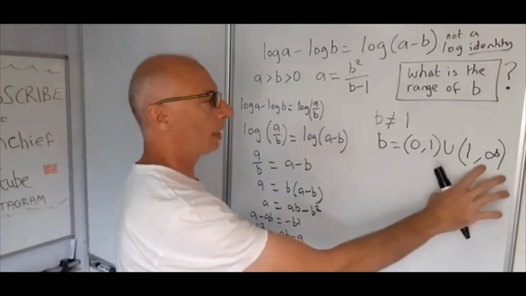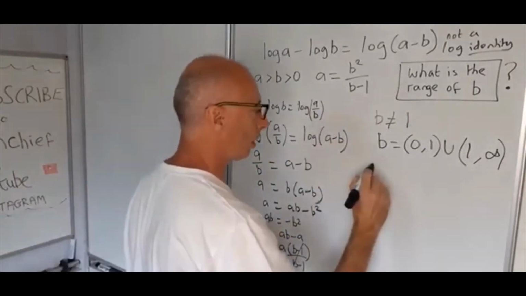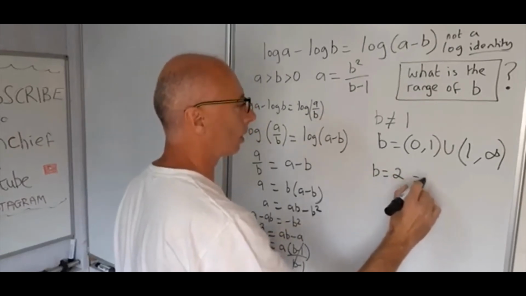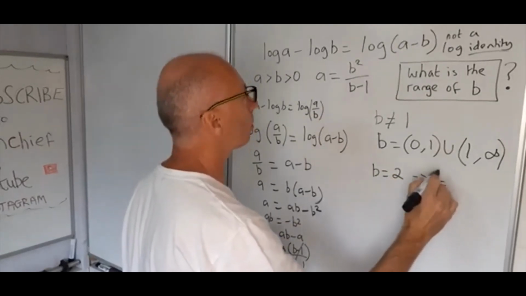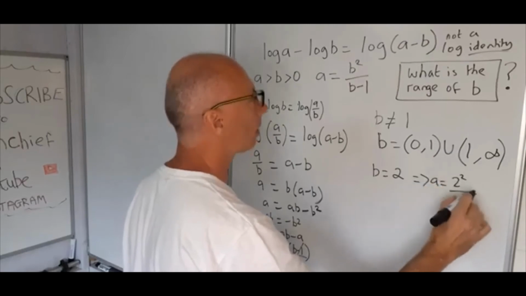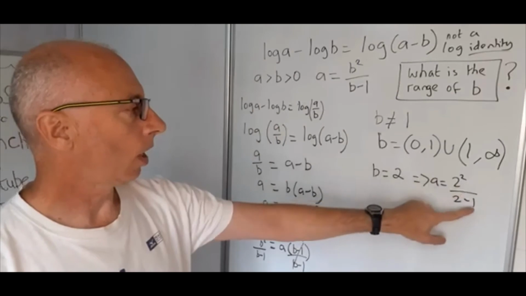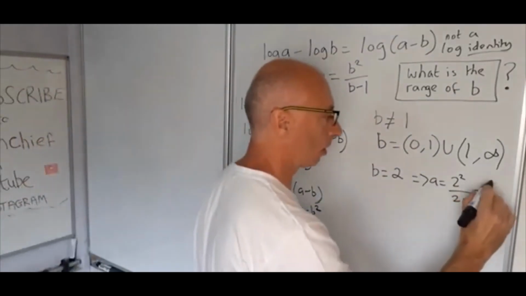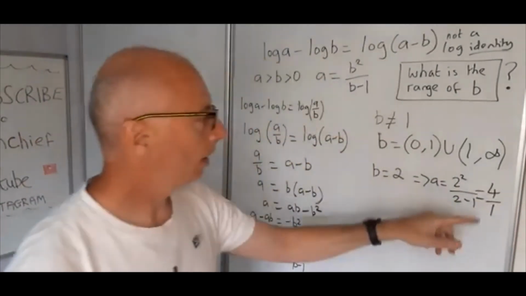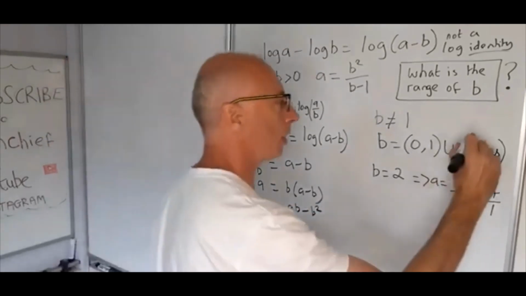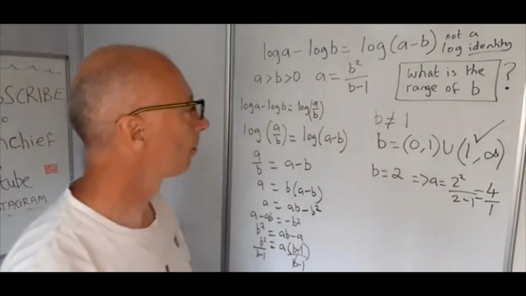So let's pick B equals 2 just to check this one. For B equals 2, we've got A equals 2 squared over 2 minus 1. So 4 over 1. So that is clearly larger than 0 and not equal to 1. So this bit holds.